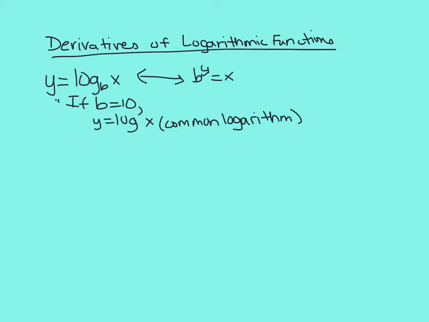The really, really important one, you may remember this from last year, is if your base is equal to e, and that's not a variable, that's a constant. E, remember, is about 2.718-ish. So if that happens, we actually write it as y equals ln of x. And that's our natural logarithm.